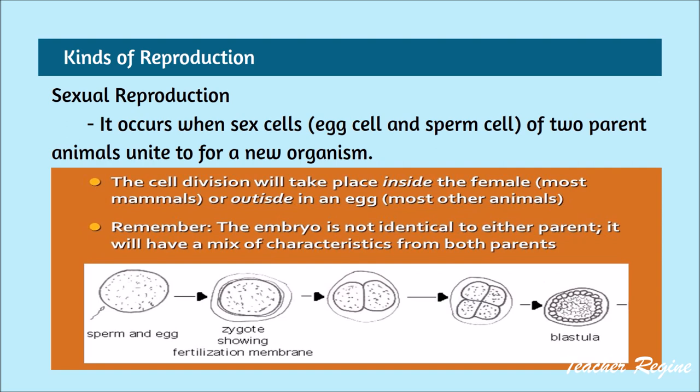So here's the process. Sperm cell and egg cell unite. After a few days, it will turn into zygote, showing fertilization membrane. And then cell division will take place until it will become a blastula that will implant in the uterus of a female animal.